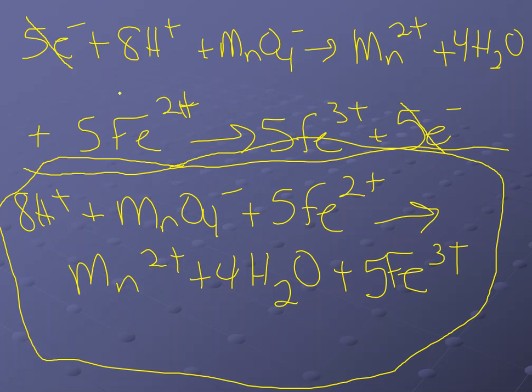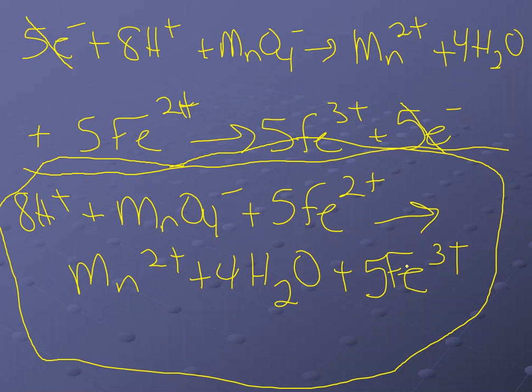What you want to do is once you've added these two halves together, you want to double check. Does everything balance? What that means is, do I have the same number of atoms of each element on both sides of the arrow, and do my charges match from the left to the right? So let's count. 8 hydrogen on this side, 8 hydrogen here, 1 manganese, 1 manganese, 4 oxygen, 4 oxygen, 5 iron, 5 iron. So my elements match.